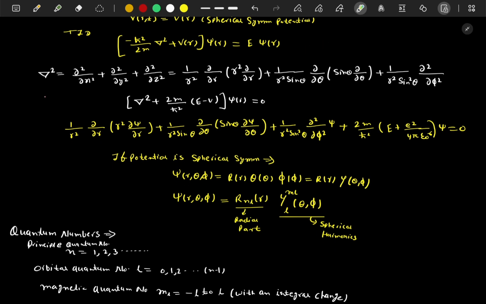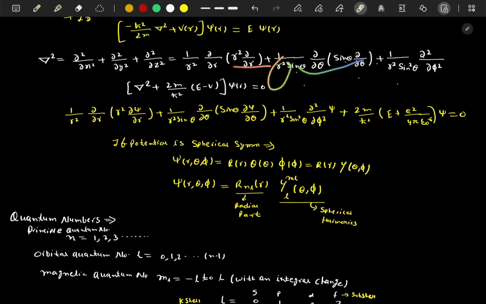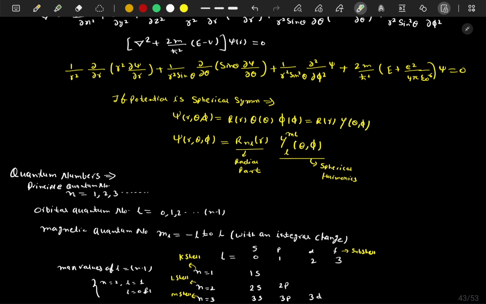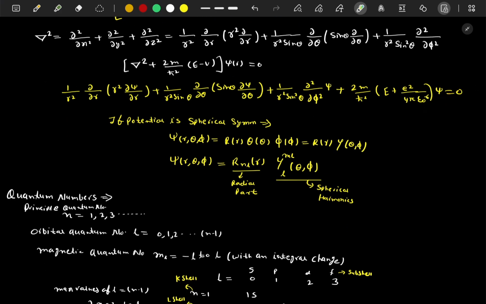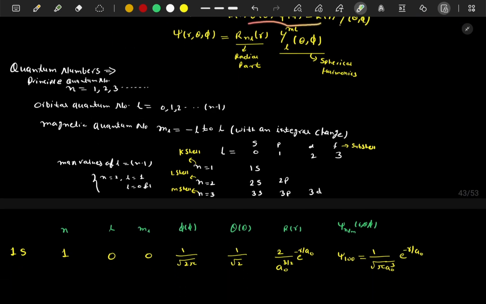And what is del square? 1 upon r square del by del r of r square del by del r, plus 1 upon r square sin theta del by del theta of sin theta del by del theta, plus 1 upon r square sin square theta del 2 psi upon del phi square. So you just have to remember this. Many times it can be asked. Put psi here, E minus V psi equal to 0. Solution: R(r) Theta(theta) Phi(phi), R is spherical and radial part.